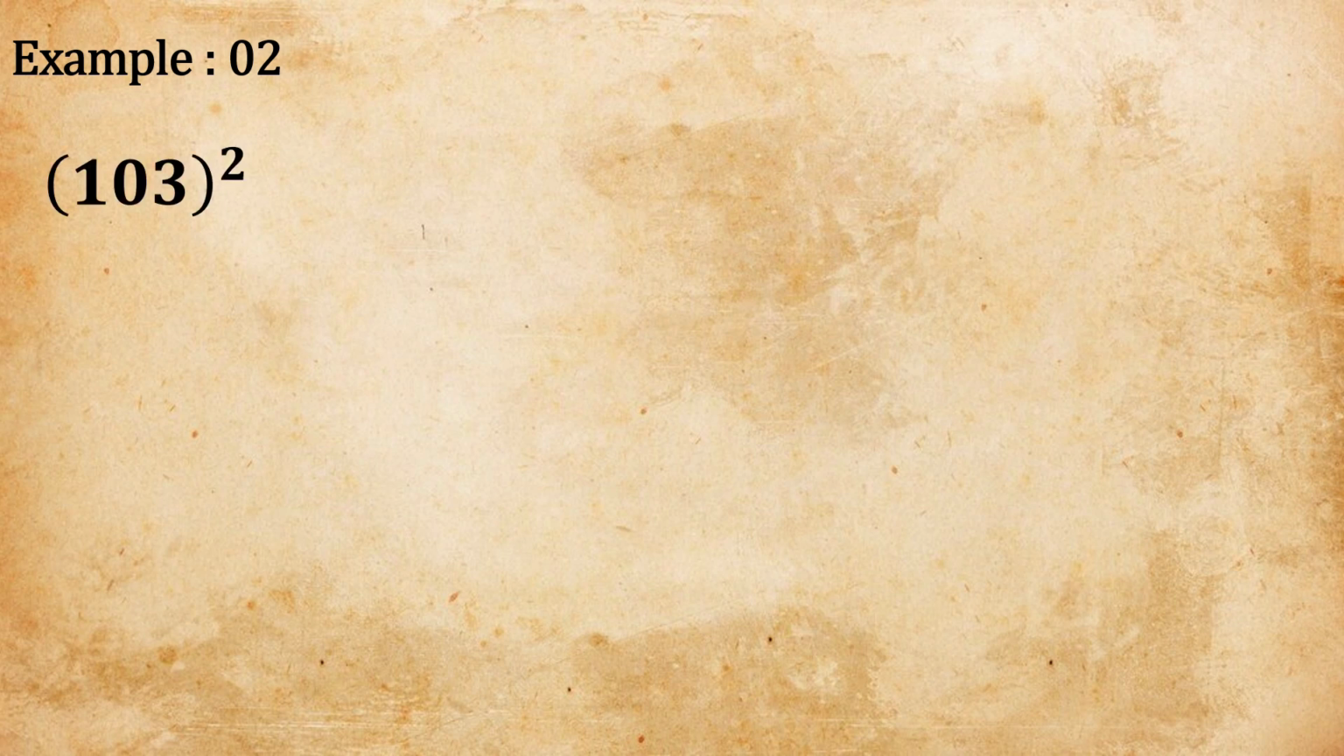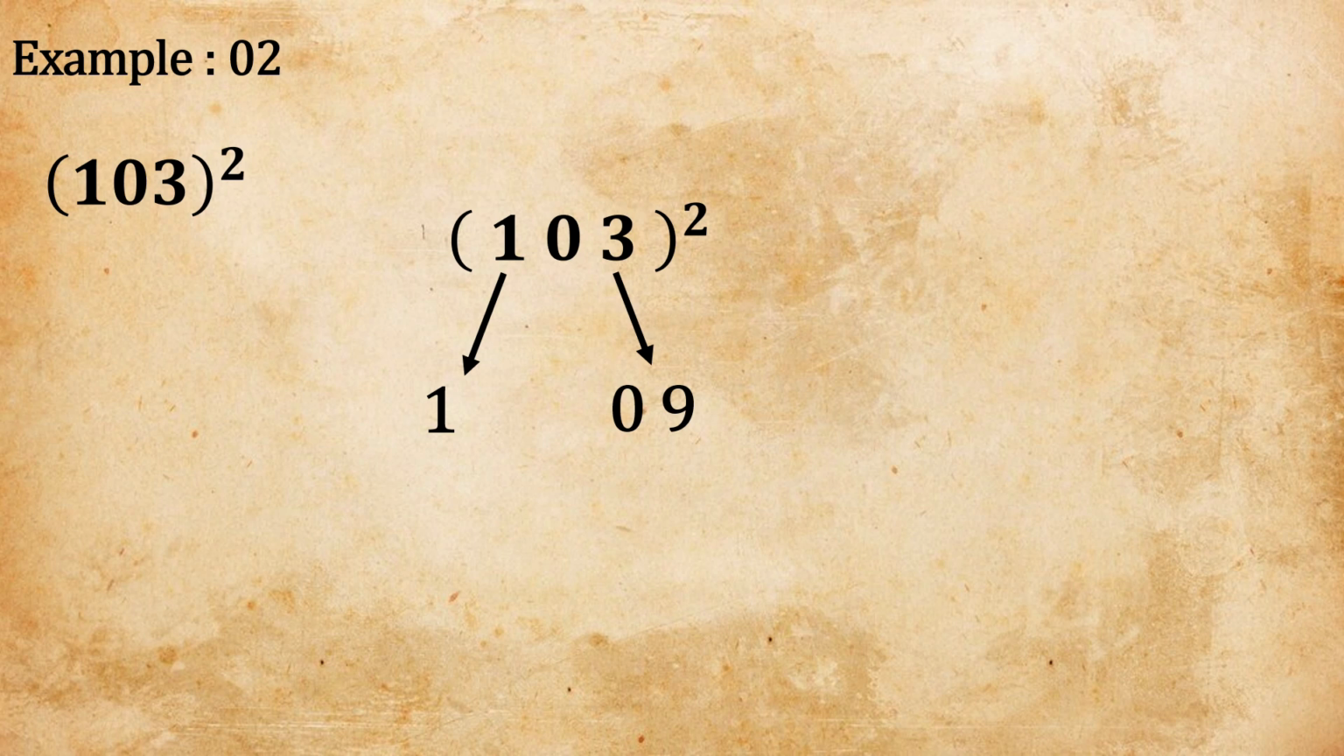Let's try another one. Suppose this time you need to find the square of 103. First, square the first digit 1, which gives you 1. Next, square the last digit 3, which gives 9. But here we need 2 digits. So, we write it as 09.